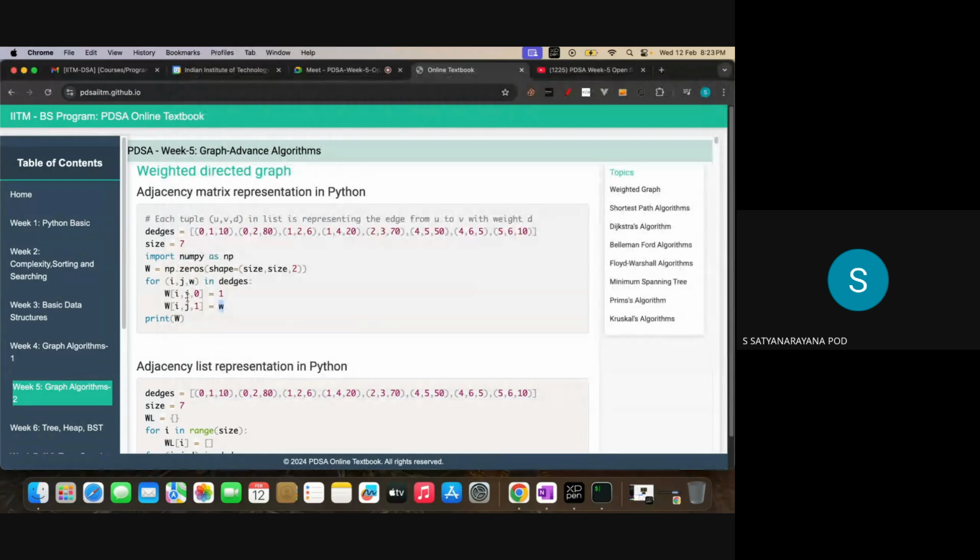See here. They are getting it as a tuple completely. Each edge we are getting as a tuple. Is it right? I, J, W. So this edge has I, J, W. You are asking about the comma, no? Yes, sir.